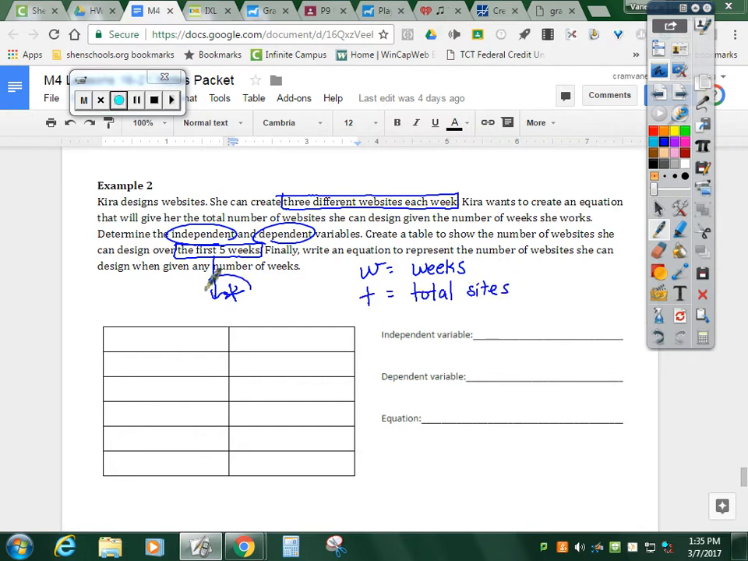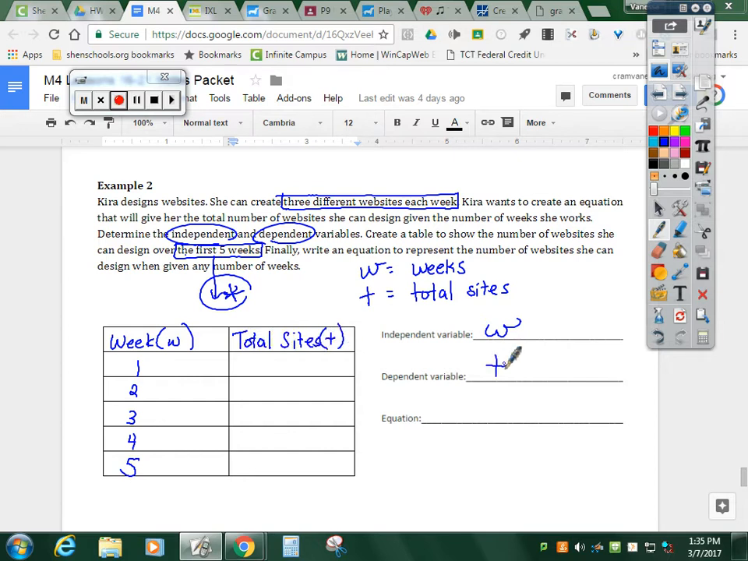I said this was glaring because they say the first 5 weeks. Whenever the problem gives you any data that you don't have to do anything to, you can just list it in your table, that is your independent variable. Okay, we can do weeks here with a w, and it's 1, 2, 3, 4, 5 weeks, okay? And with this independent variable, now we can calculate the total number of sites that she can create, t.